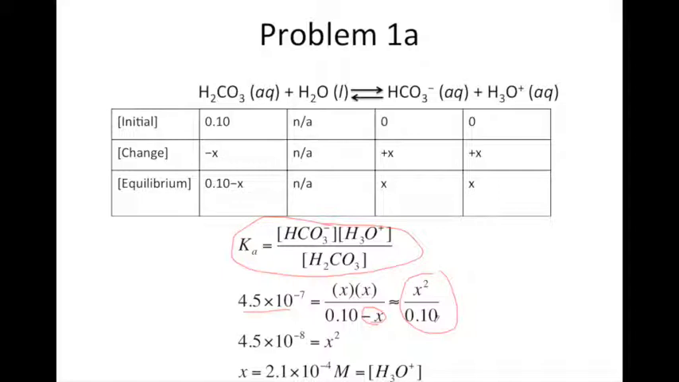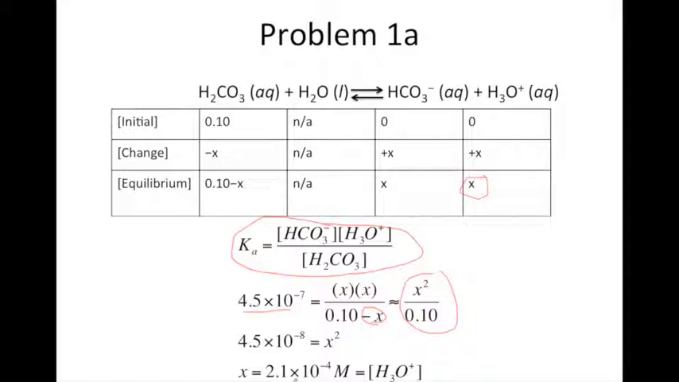This makes it a little easier. We don't have to use the quadratic equation. And we can solve for X, and X gives me 2.1 times 10 to the minus 4 molar. That X is also equal to the concentration of hydronium. So my concentration of hydronium for this weak acid at equilibrium is 2.1 times 10 to the minus 4 molar.